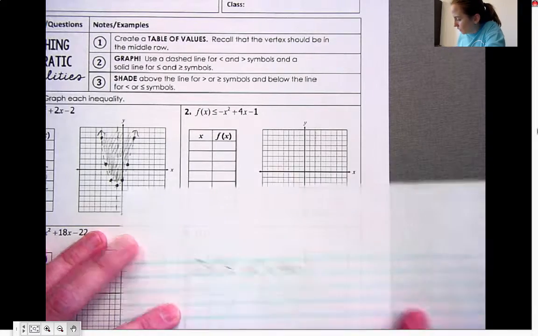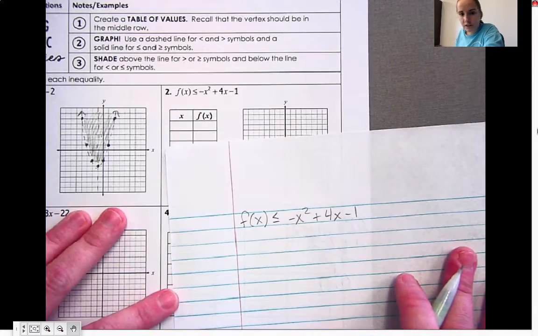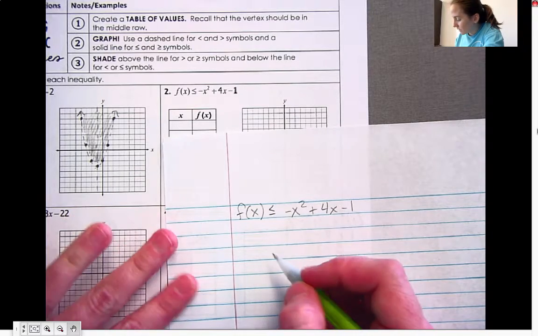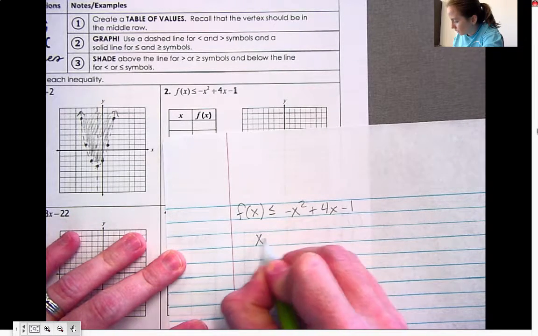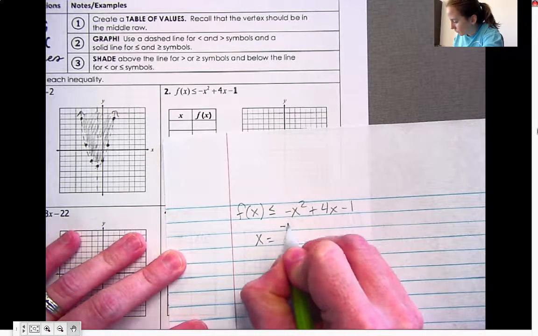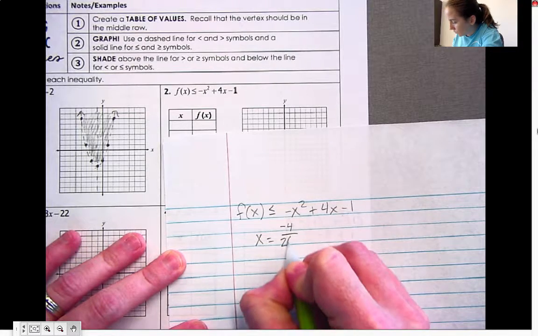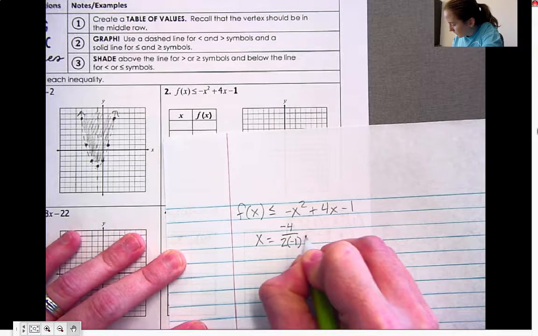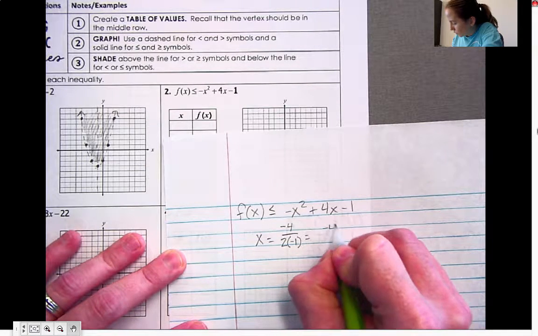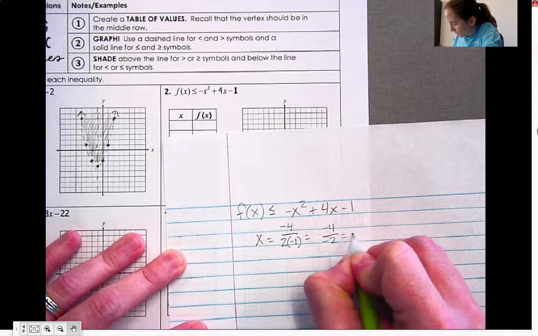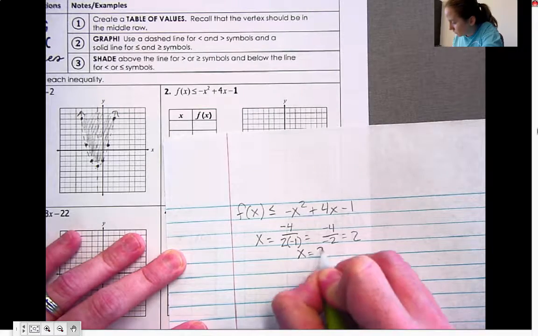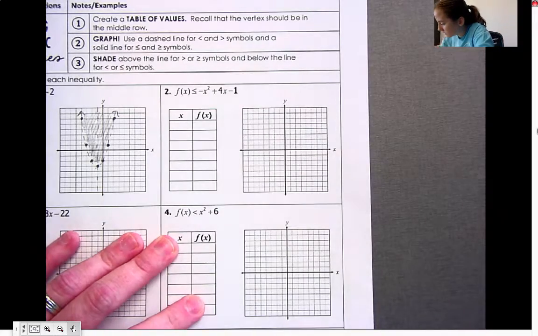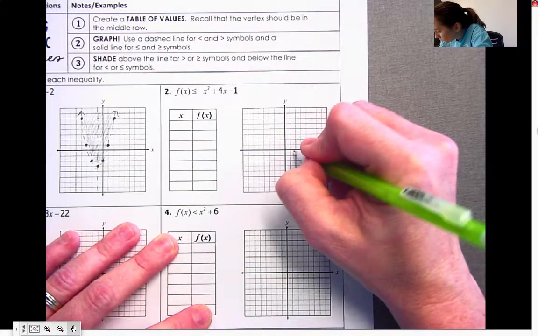Okay, and let's start by finding the vertex. So I need the axis of symmetry first. X equals the opposite of b, negative 4, over 2 times a. Be careful, your a is negative here. So negative 4 over negative 2 is just positive 2. So x equals 2. That's where my axis of symmetry is. X equals 2.